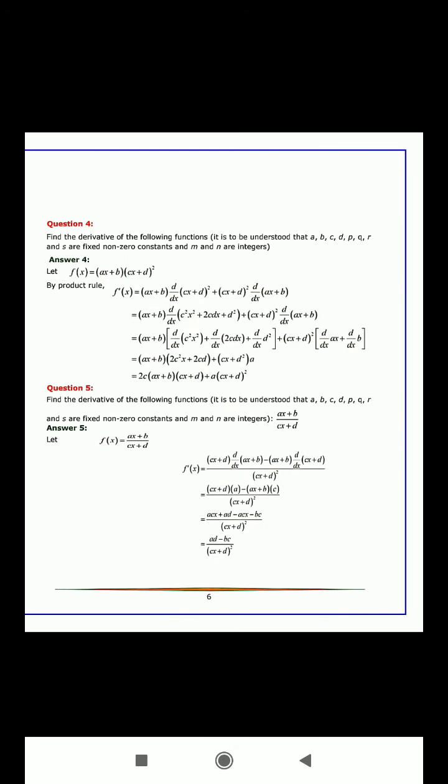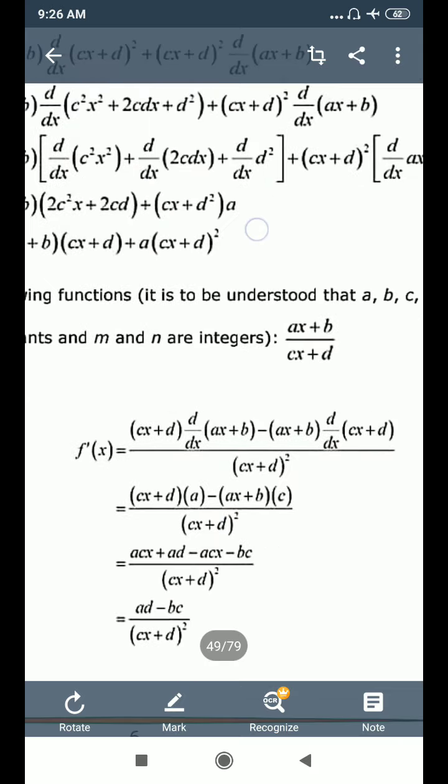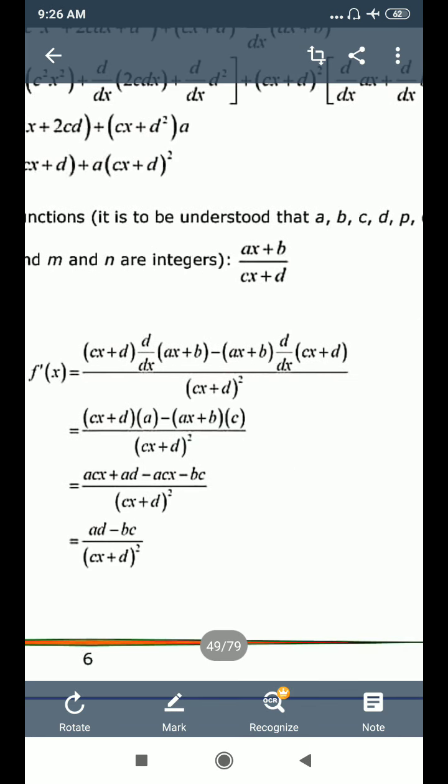Question number 5. You have to apply the quotient rule. It is (ax plus b) upon (cx plus d). So you all know very well what the quotient rule is. Your denominator as it is, differentiation of numerator, that is ax plus b, now minus numerator as it is, differentiation of denominator, divided by denominator whole square. That is the formula to differentiate a quotient ratio.